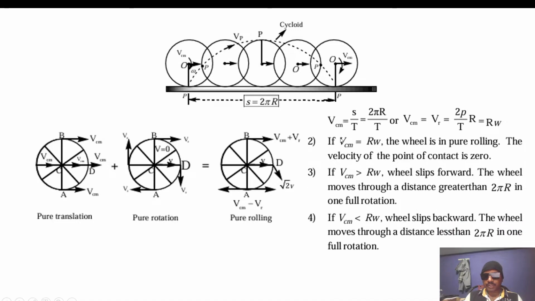So this is an important condition. V is the velocity of the center of mass. The velocity of the center of mass equals r omega when the wheel is in pure rolling. If the velocity of the center of mass is greater than r omega, it slips forward, and if it is less, it slips backward. So look at this a little bit. It is an important condition.